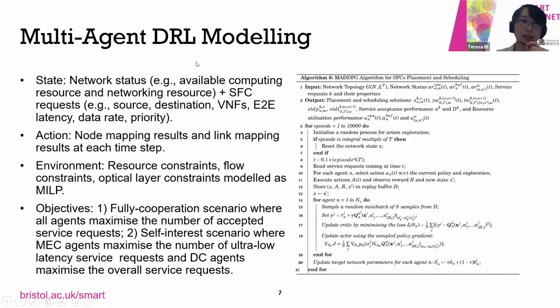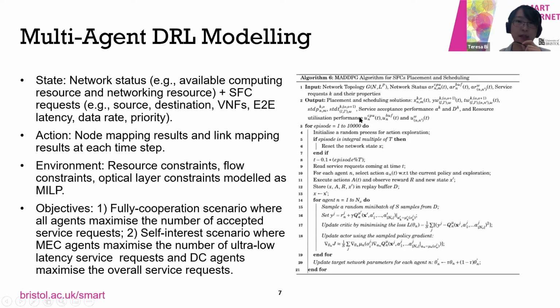In my design of the multi-agent DRL model, the state is the network status and the service chain requests. The action includes the node mapping results and link mapping results at each time step. And the environment, I model it as an MDP. For the objectives, I consider two scenarios. The first one is the fully cooperative scenario, where all agents maximize the number of accepted service requests. And the second one is the self-interest scenario, where MEC agents maximize the number of ultra-low latency service requests, and the data center agents maximize the overall service requests.